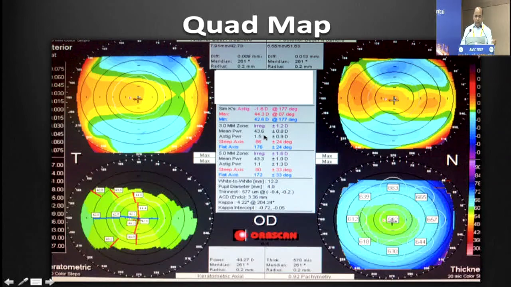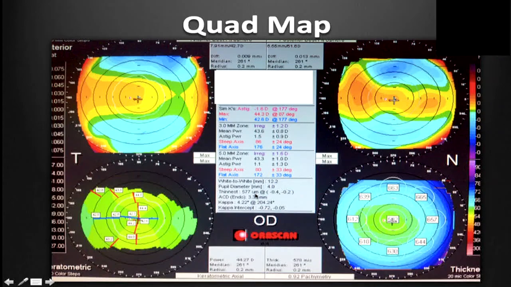In OpScan, what it does is it divides the cornea into two zones, a 3 mm zone and a 5 mm zone, and then you have to see the irregularity in these two zones. If it is more than 1.5 in the 3 mm zone and more than 2.5 in the 5 mm zone, then those cases are suspicious. Again, at the bottom, we get the white to white diameters, thinnest pachy, AC depth, and angle kappa.